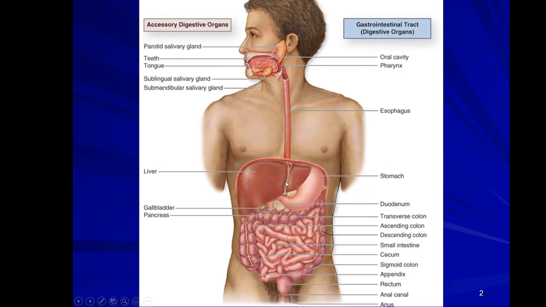And then we have all these accessory organs associated with it, like the teeth, all these glands up here that secrete saliva, the liver, the pancreas, the gallbladder. Those are all considered accessory digestive organs. So we have the GI tract, and then we have all of the accessory organs.